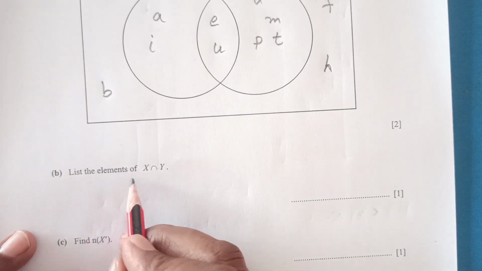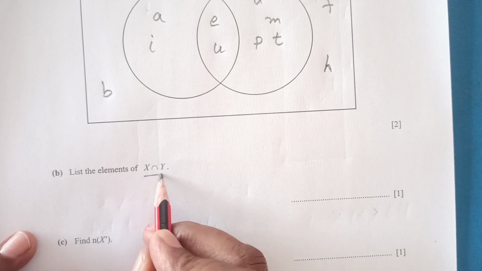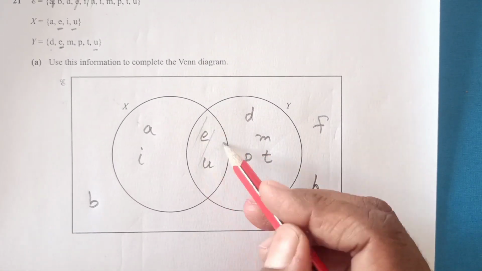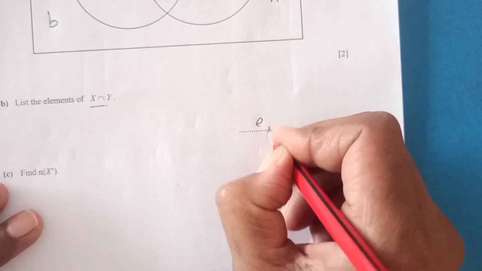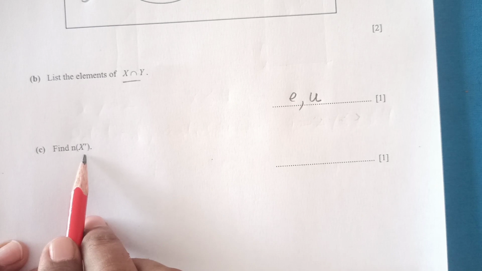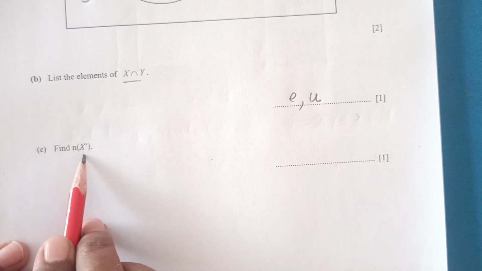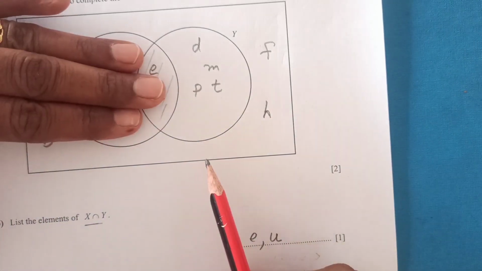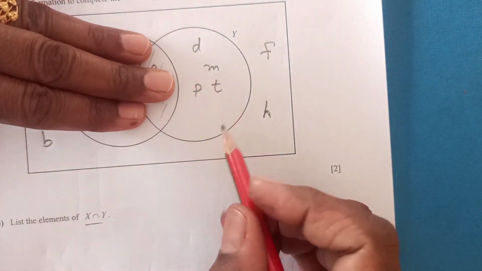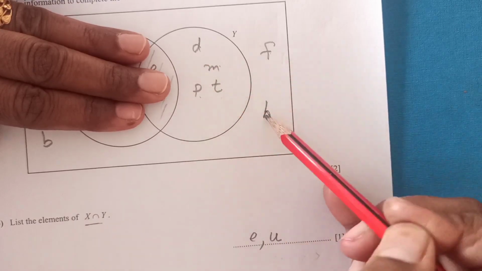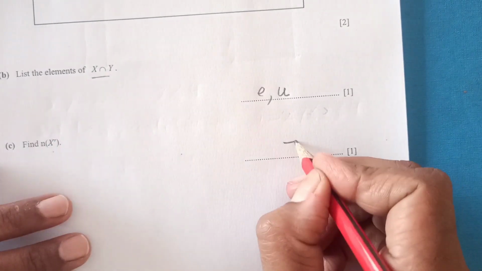Now list the elements of X intersection Y. X intersection Y is the common part which is here, so those elements are E and U. Now find n of X complement, the number of elements in X complement. X complement means which is not in X, so we'll just leave this X and write down the rest, then count the number of elements: 1 2 3 4 5 6 and 7. So we have 7 elements for this, right?